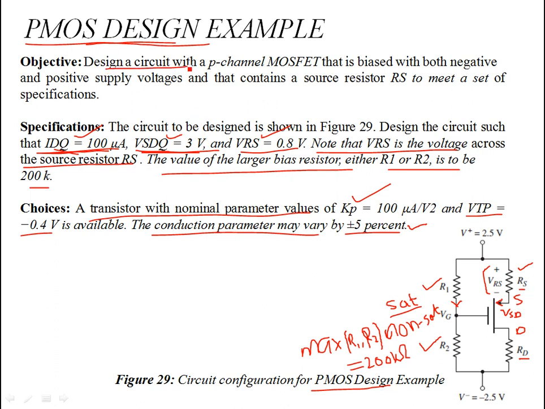The objective is to design a circuit with a p-channel MOSFET that is biased with both negative and positive supplies, which you can see over here. You have a positive supply at the source. In PMOS, the source is at a higher potential than the drain. The drain terminal is kept at negative potential, and the circuit contains the resistor RS, to meet a set of specifications. So these are the specifications. Let's go ahead with the design.